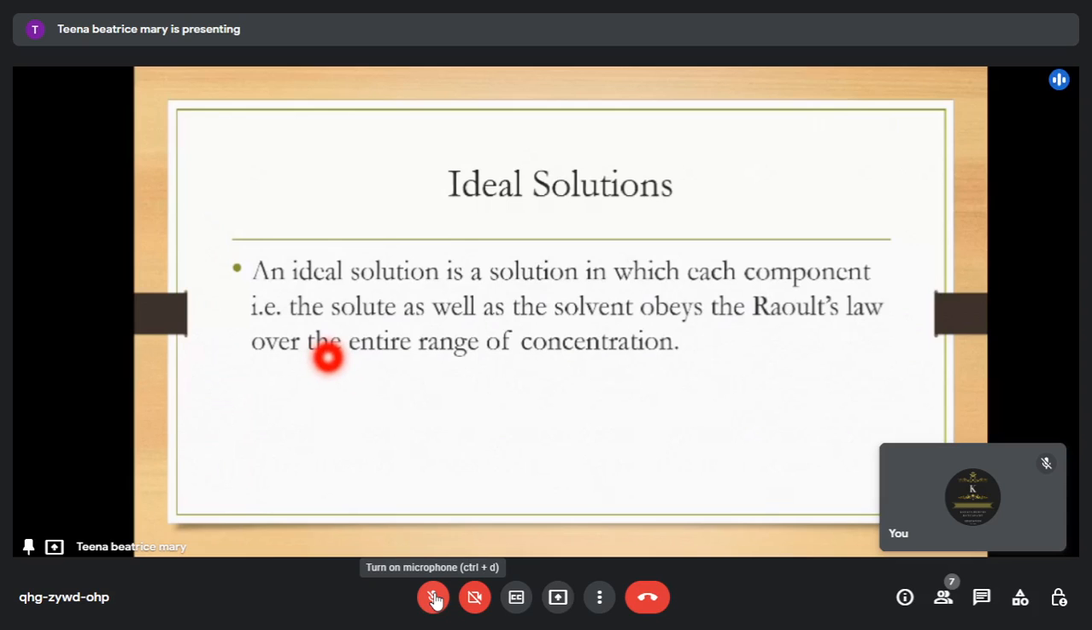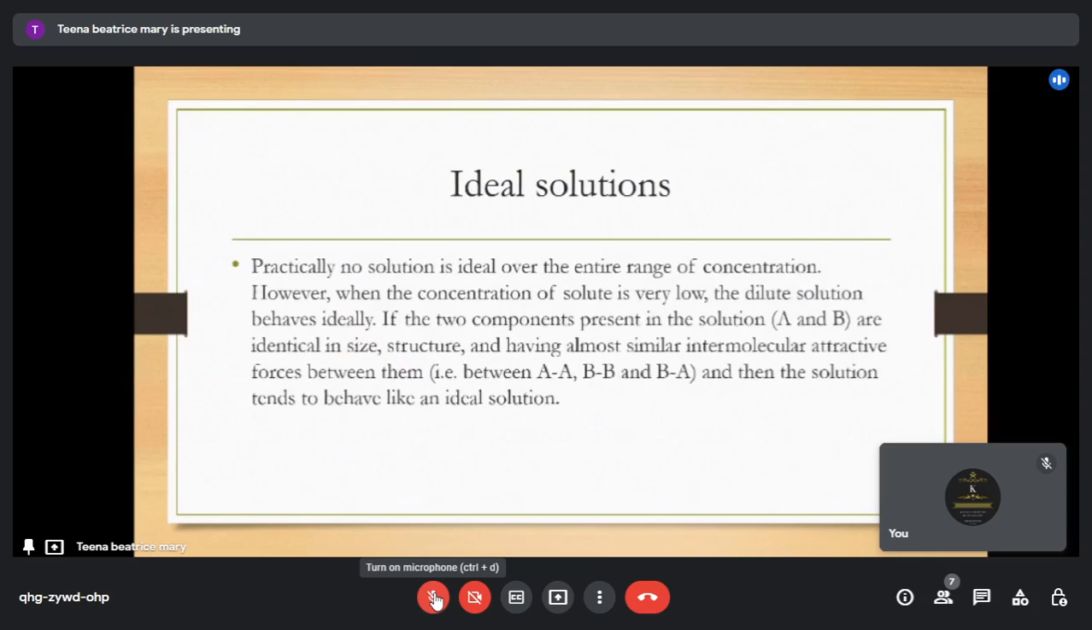So an ideal solution is a solution in which each component, the solute as well as the solvent, both should obey this condition. What condition? The relative lowering of vapor pressure is equal to the mole fraction at the given temperature. That is said to be an ideal solution. This is what we call an ideal solution.